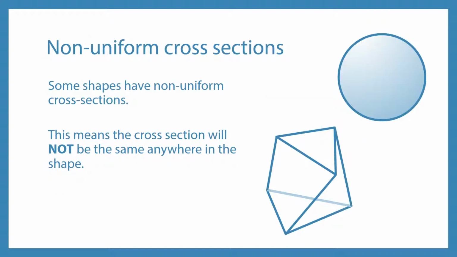Non-uniform cross sections though are where we could cut our shape in one spot. So here we get this ovally shape, but it's not the same as if we were to cut it somewhere else. Here we'd get a shape that's like that. And in this shape down here, it's a very irregular shape. And if we cut it in different places, it's going to give us different cross sections. So non-uniform just means not the same. So it's not going to have the same cross sections. So prisms and cylinders always have a uniform cross section, but other shapes may or may not.